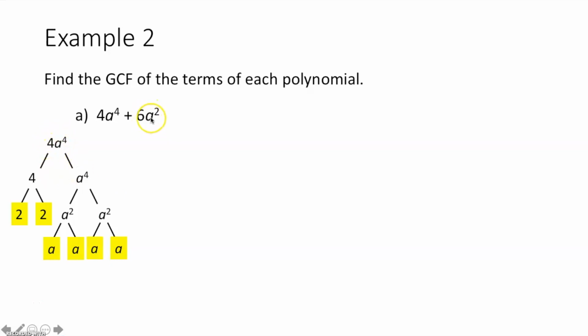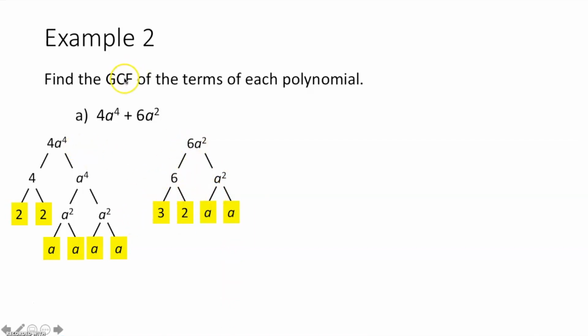Now let's go to 6a squared. So again, the first step, anytime you have a coefficient and a variable, we're going to break those up right away. Next, what we do is we break up 6. How does that break up? Well, what two numbers multiply together make 6? That's 3 and 2. Those are both prime numbers, so we can stop. Now, a squared, we said, breaks down into a times a. Awesome. Now we have completely broken down each of these two terms.